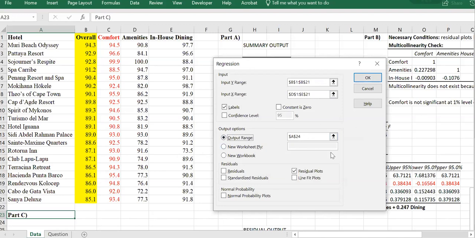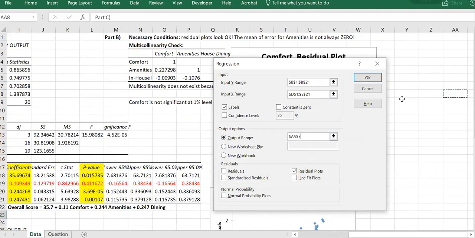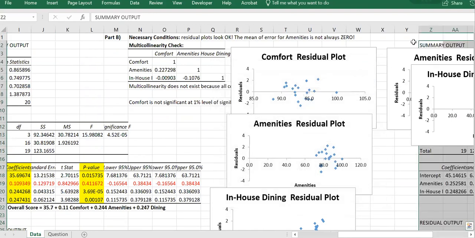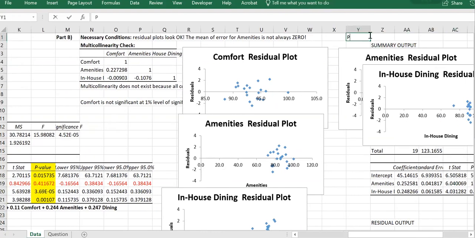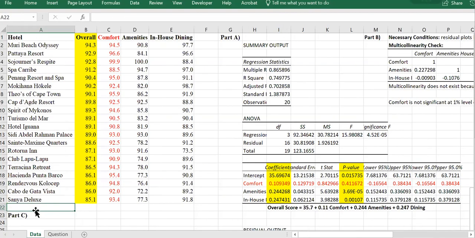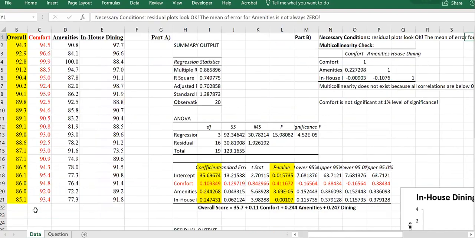So I'm gonna put it right after my part B. I'm just gonna put it in Z1. All right, so this should be okay now. Or maybe Z2. And this is gonna be part C of question. Get rid of this one. So now we have part A, part B, and part C.